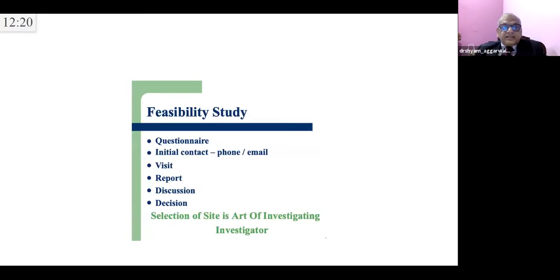This is the first step, the questionnaire for a feasibility study. Then there is an initial contact by phone or email, followed by a site selection visit, then the report, discussion, and a decision is taken. The feasibility questionnaire, which the investigator fills up, is a very critical part of the starting process for selection of a site, which is not only science, but perhaps also an art.